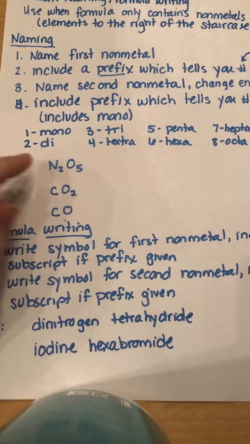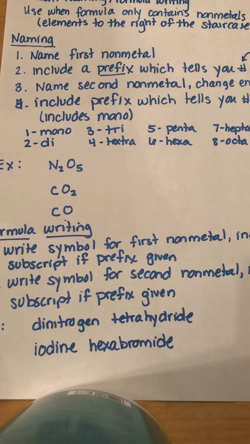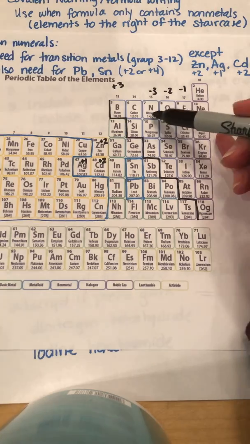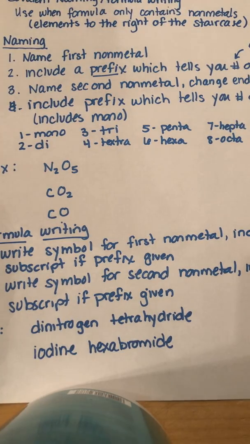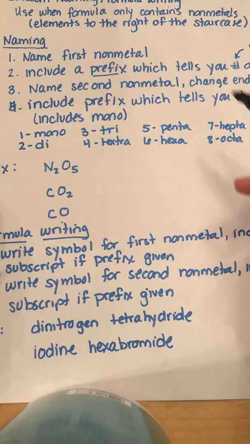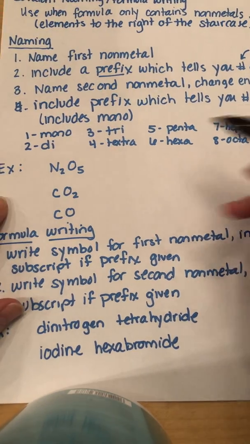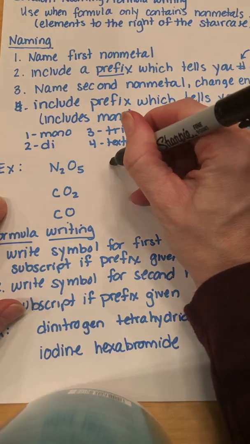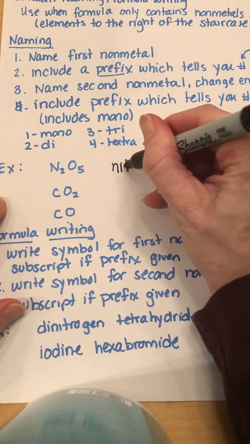So the first one is N2O5. I would identify that as covalent because it contains nitrogen and oxygen. Both of those elements are to the right of the staircase. So this is a covalent molecule. So name the first nonmetal. So what I see is N, and N stands for nitrogen.